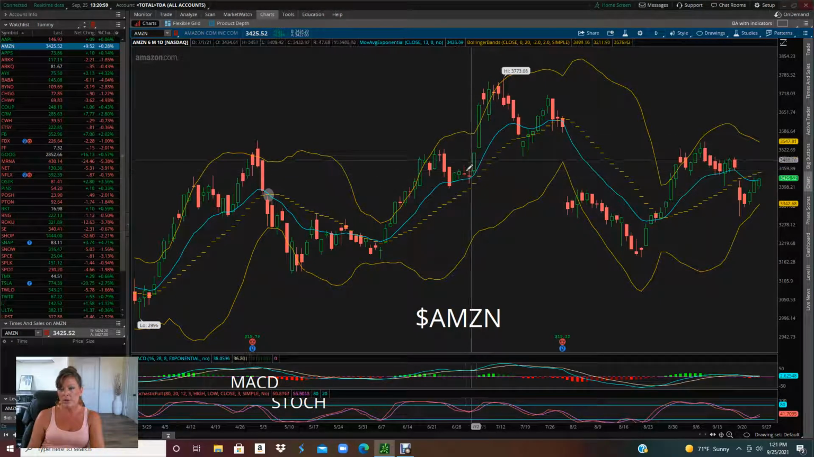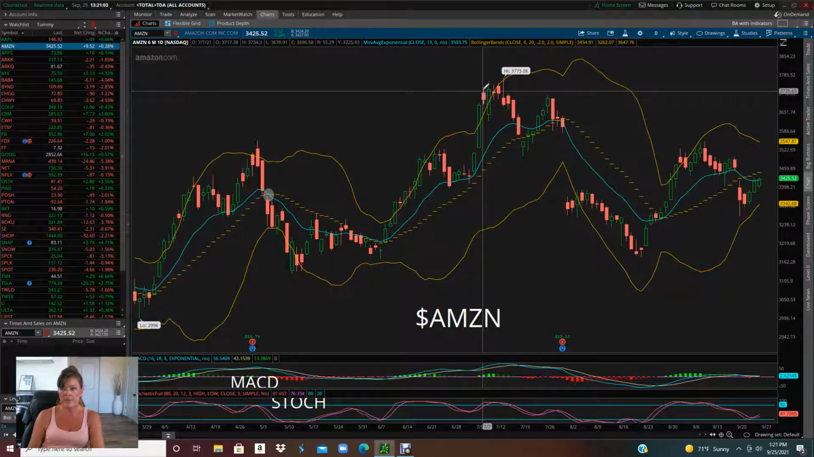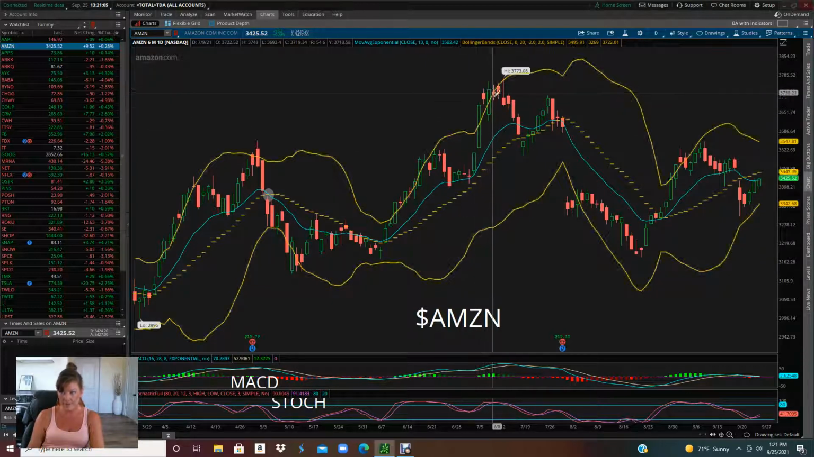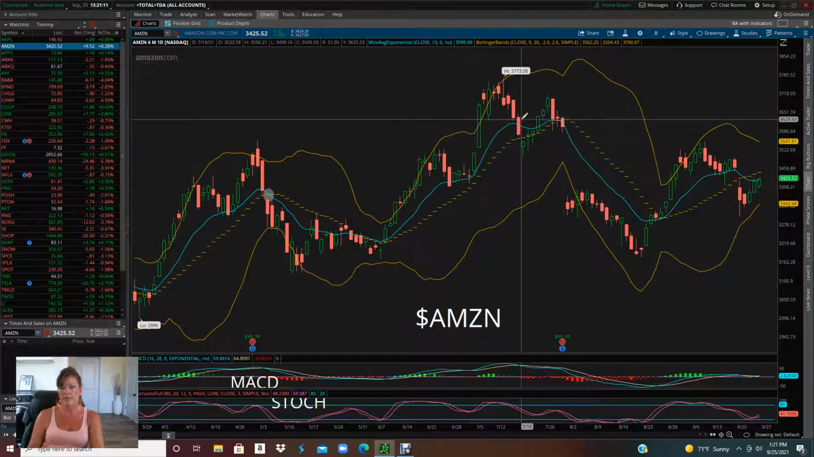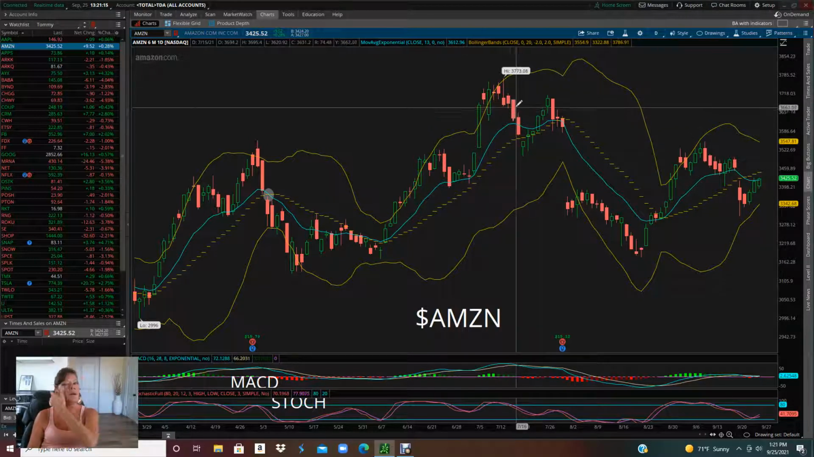So it holds it, goes higher, well out of the upper Bollinger Band, and what does it do? It fights to get back within. Huge move up. What does stock do when it makes a huge move up? Back test this 13 EMA. See this? That's what that is.